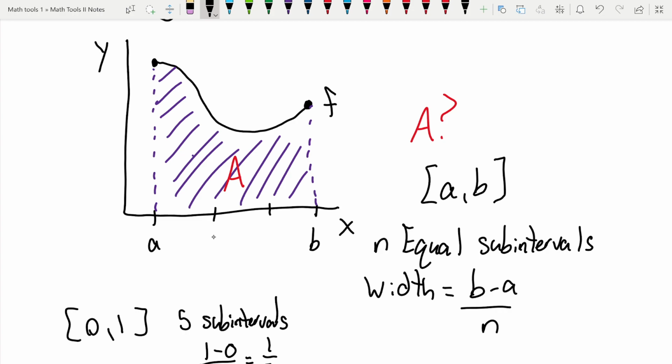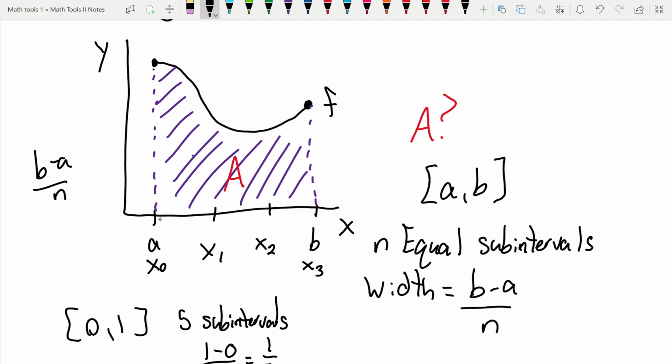And let's just give these other names. Usually we call the first one x0. So maybe we say x0, x1, x2, and x3. So now we have these 3 subintervals of equal width, right? And they all have width b minus a over n once again.